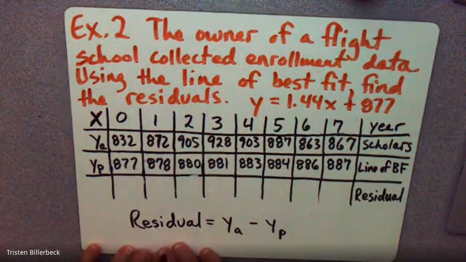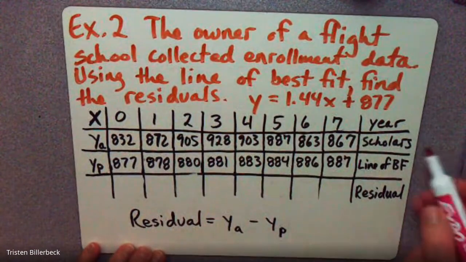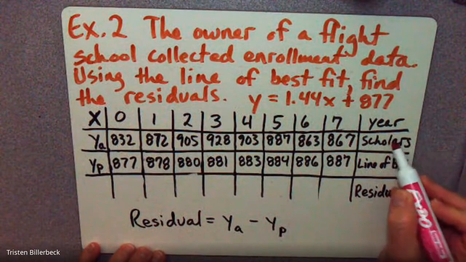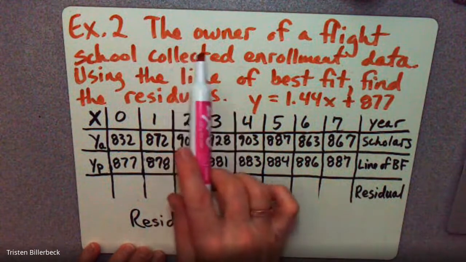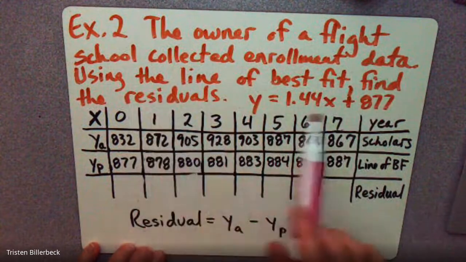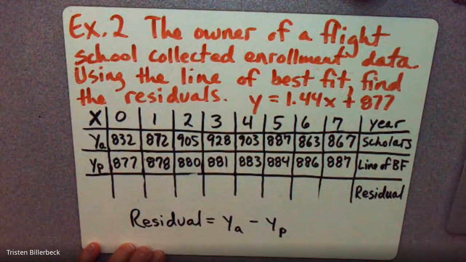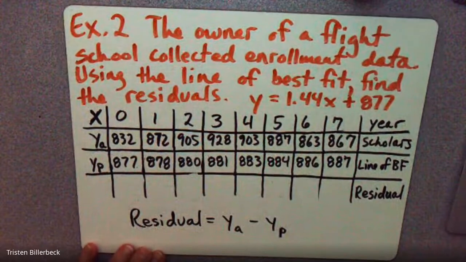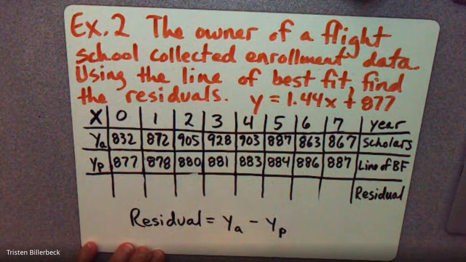So if we go ahead and talk about residuals, the actual value versus the predicted value. Let's talk about what we're actually looking at as far as these numbers. The owner of a flight school collected enrollment data. Using the line of best fit, find the residuals. So he's trying to figure out how he should be planning his resources to accommodate his regular enrollment. So this is a useful thing for a business.